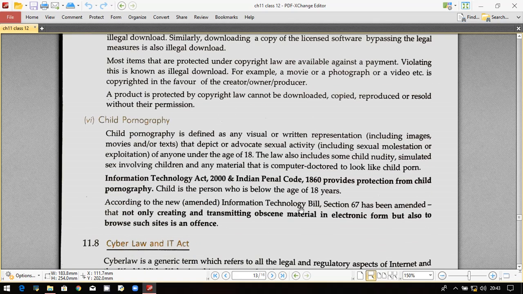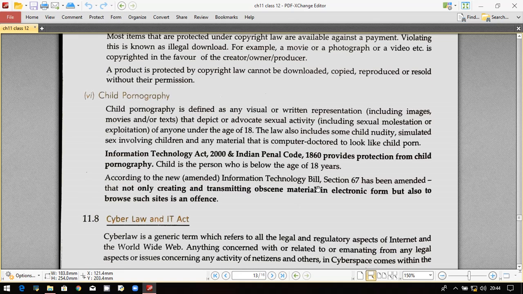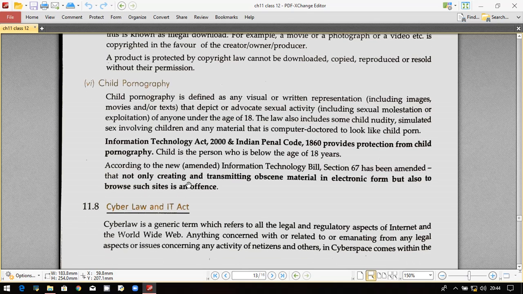The Information Technology Act 2000 and the Indian Penal Code 1860 provide protection from child pornography. A child is a person who is below the age of 18 years. According to the Information Technology Bill, Section 67 has been amended so that not only creating and transmitting offensive material in electronic form, but also browsing such sites is an offense. So even if people are just browsing websites about child pornography, that is also a crime. You may be charged a fine, and you may also be given other punishments.